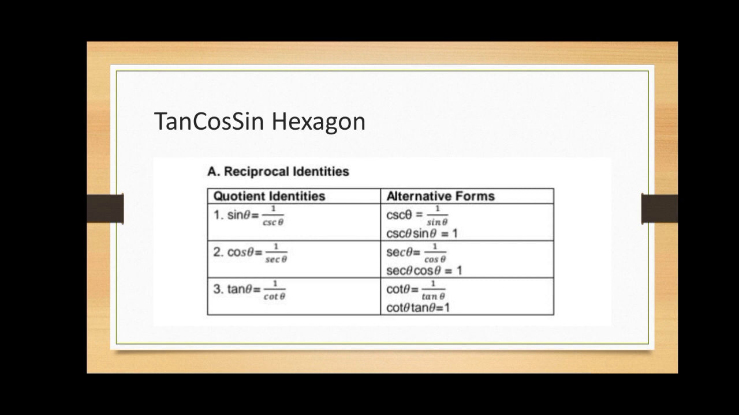The third one is tangent theta is equal to 1 over cotangent theta. In alternative forms, cotangent theta is equal to 1 over tangent theta. Cotangent theta times tangent theta is equal to 1.